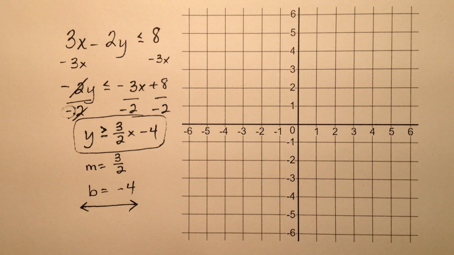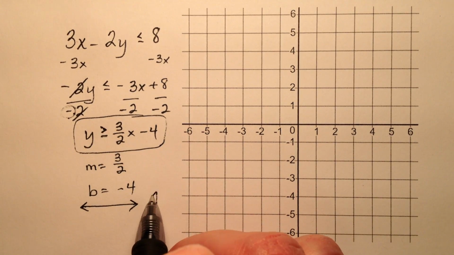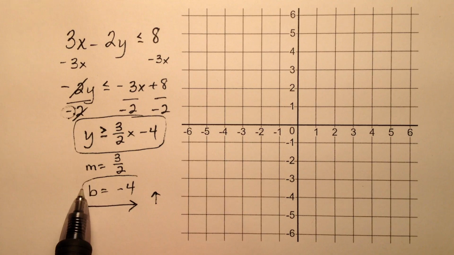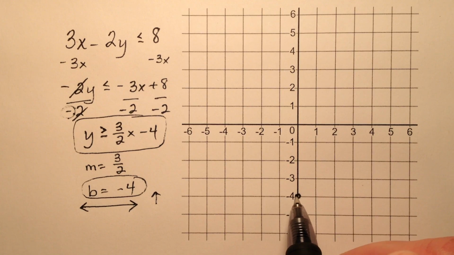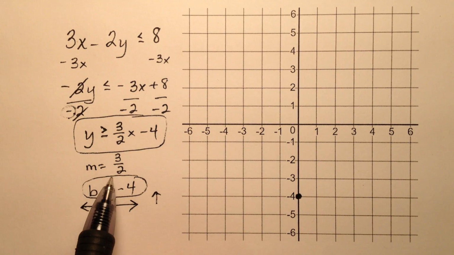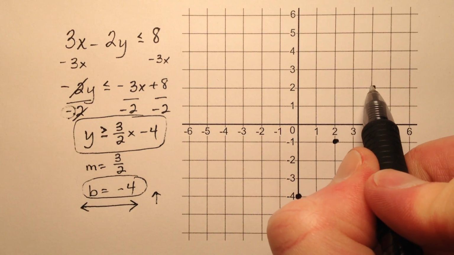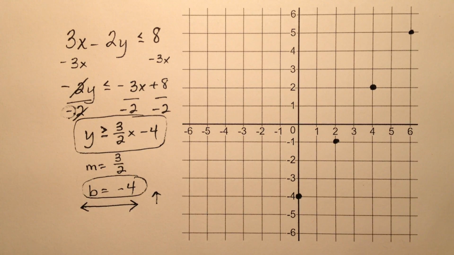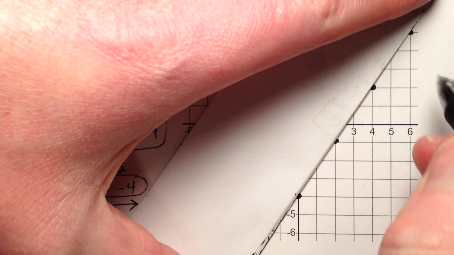And the last thing we need is, are we going to shade above or below the line? And this is y is greater than, so we're going to shade above the line. So let's go ahead and graph this. So I'm going to start at my y-intercept of negative 4. So along the y-axis, I'm going to find negative 4. Then I'm going to use this slope of 3/2 to make more points. So up 3 over 2, up 3 over 2, and we're going to do it one more time, it looks like. Okay? So I'm going to grab my straight edge, and I'm going to draw my line, and I know that the line is going to be a solid line.